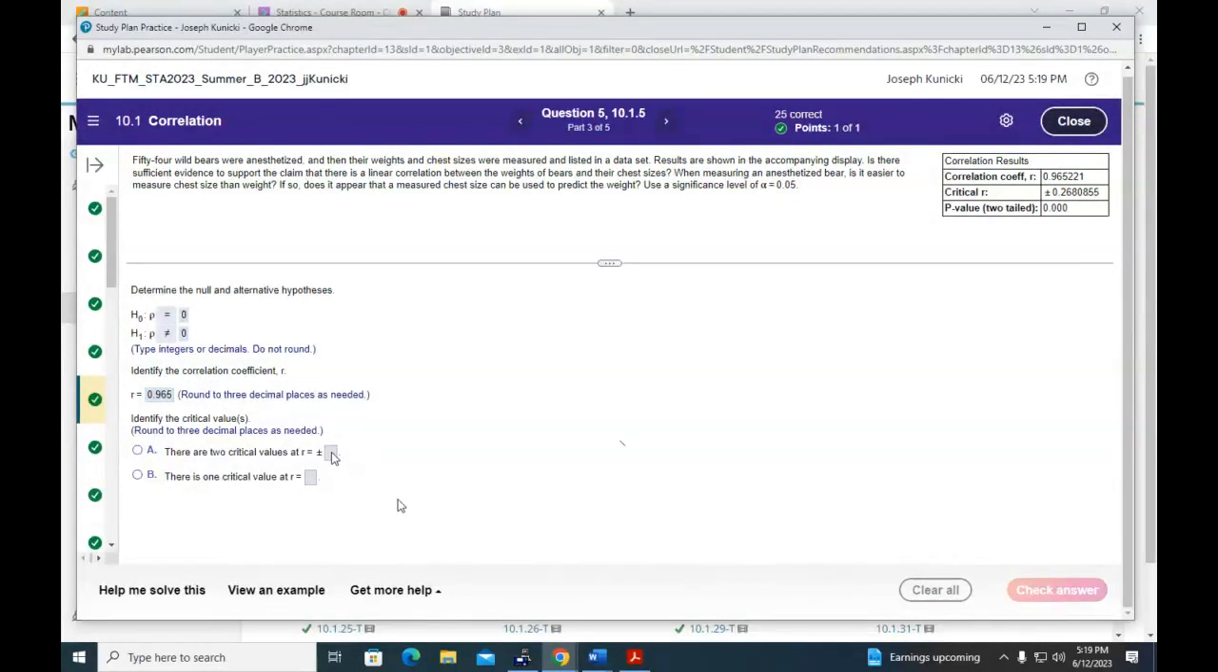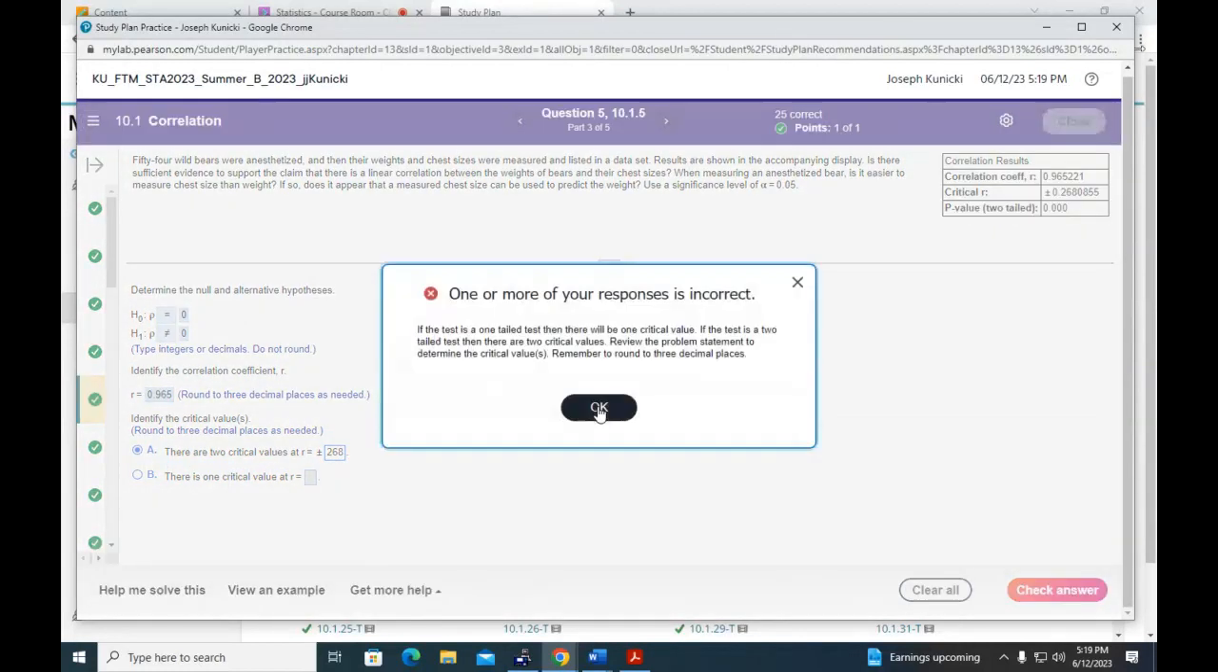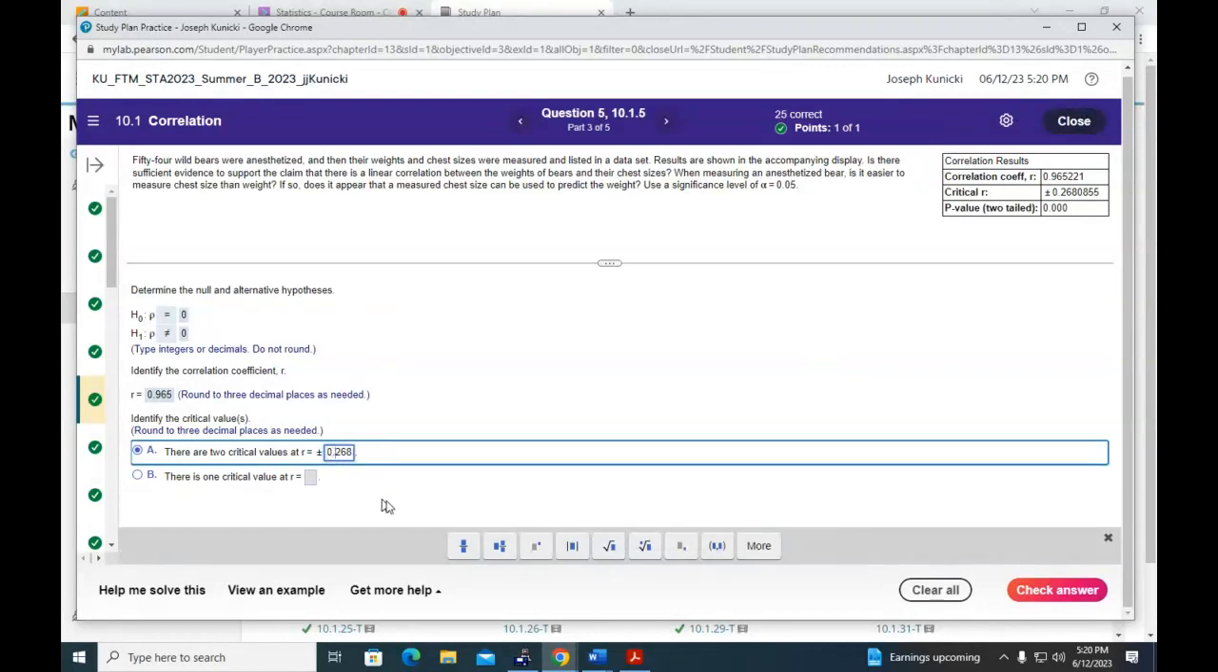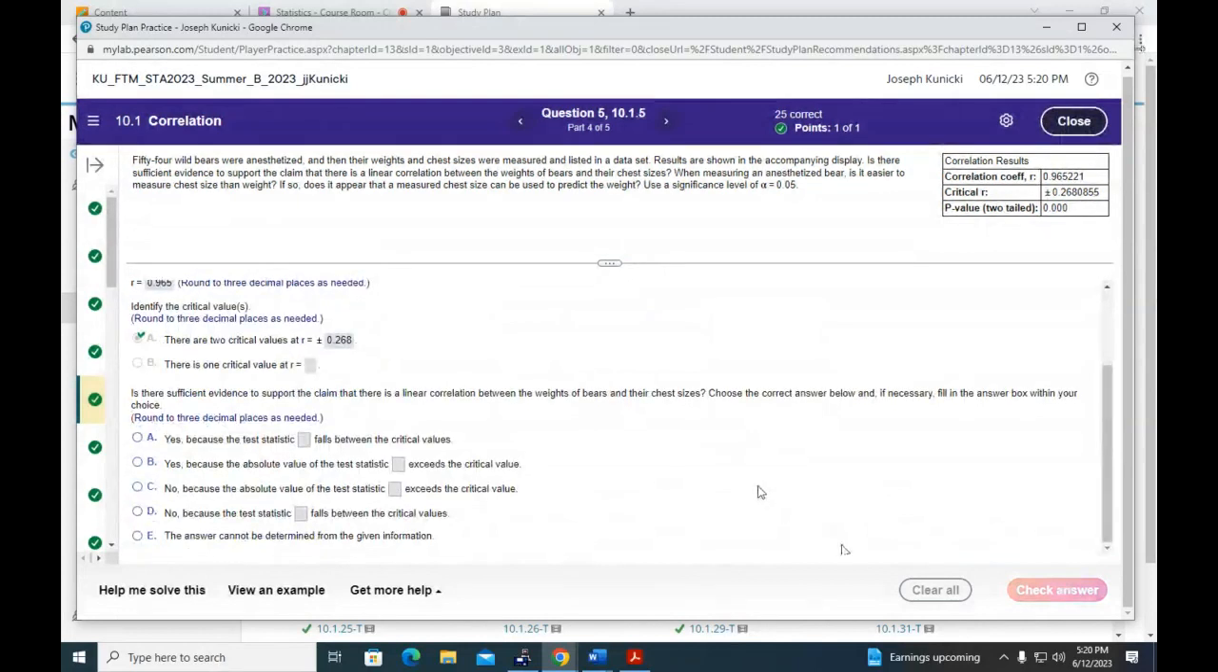And the critical values. So that's plus or minus 0.268. And then do a positive and then a negative one. Yeah, they put the plus and minus in place. Yeah. I forgot the decimal point, see that? Need a decimal point. Oh, okay. All right. Is there sufficient evidence to support the claim of a linear correlation? So you see, this is negative 0.286. This is positive 0.286, and we're way up here at 0.965. So we're in the right tail.